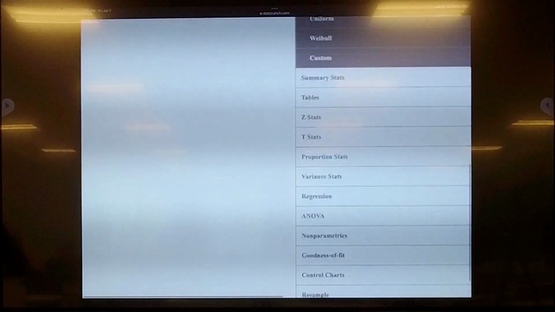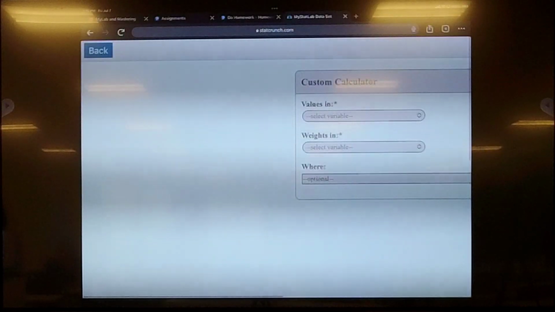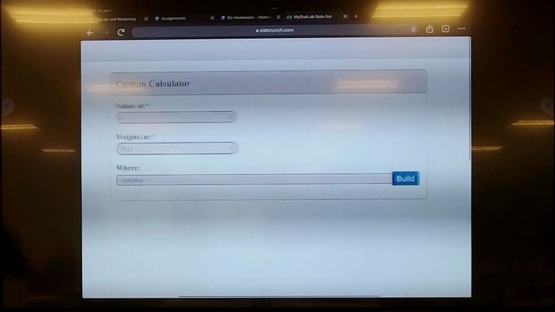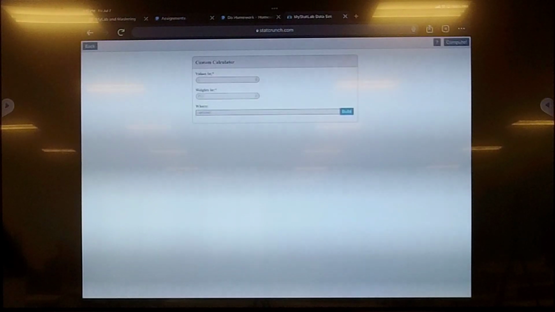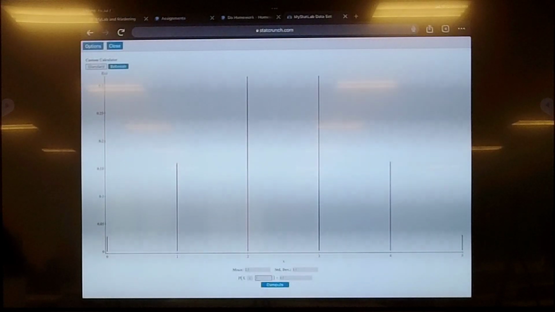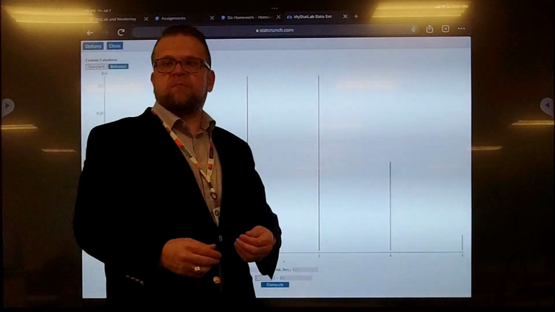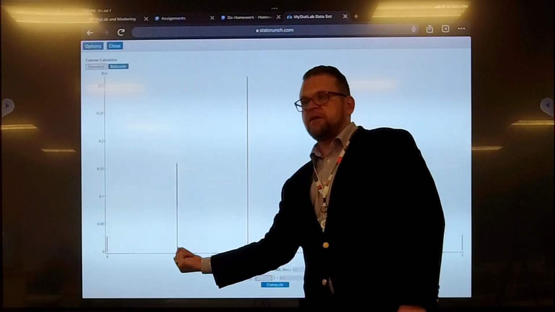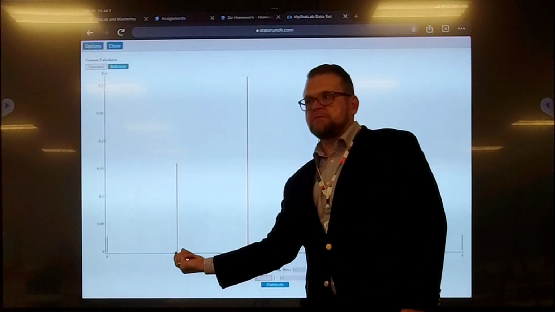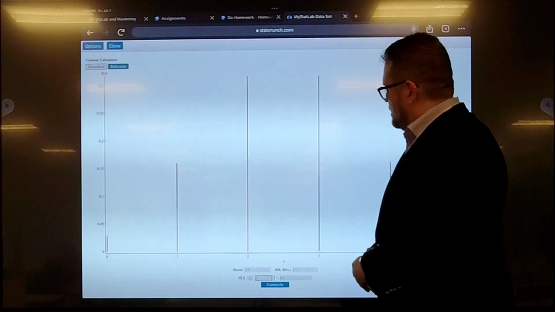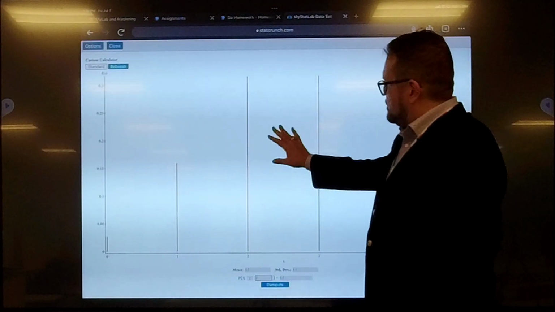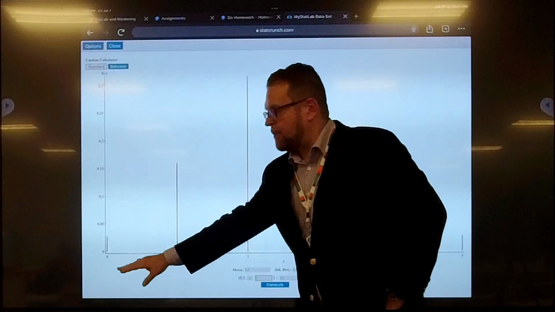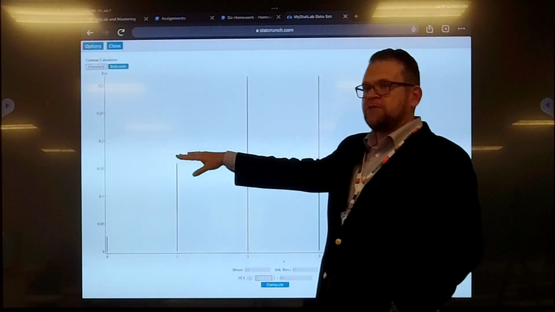Calculators, custom. Values are in the first one, variables or weights are in the second one. Look at how it makes a histogram, but with little skinny bars. And this was the first class where you had 0 observations. This is where you had 1 observation.